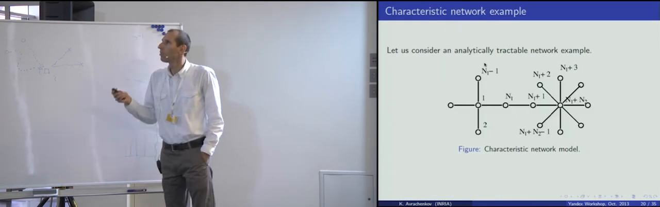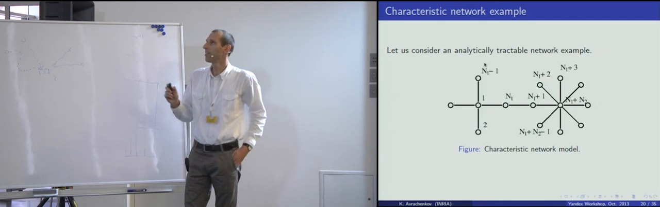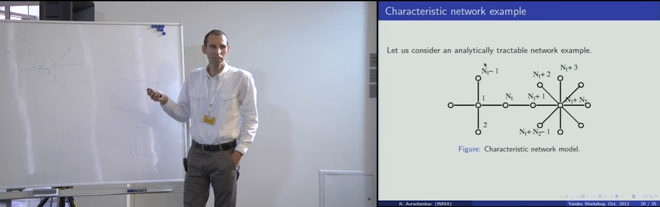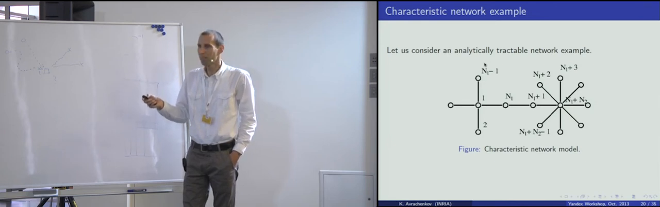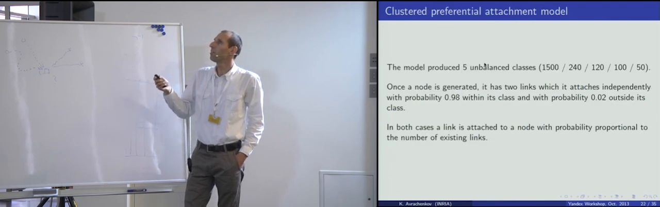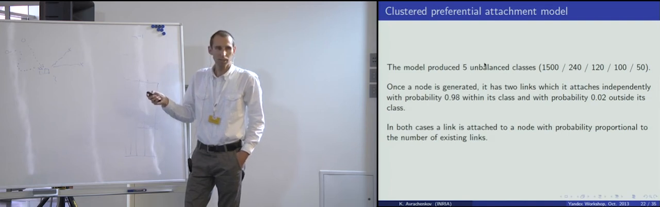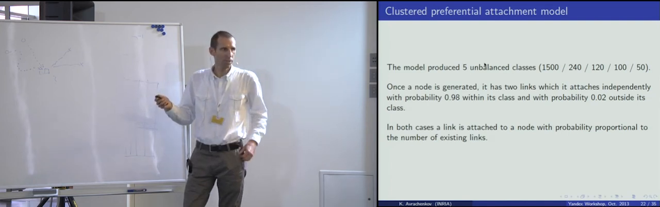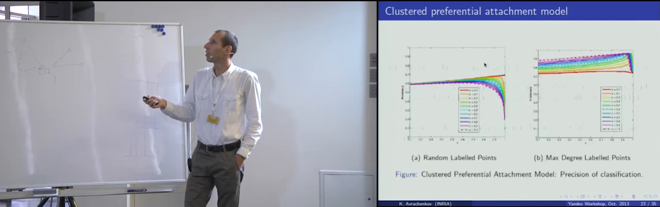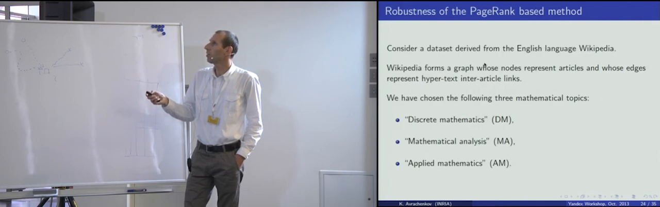Okay, so let me just quickly give you some idea of some applications. We analyzed a baby example where you can actually compute everything. We also checked the clustered preferential attachment model, and it confirmed all our observations, which I was discussing just before. So let me go to two interesting applications.